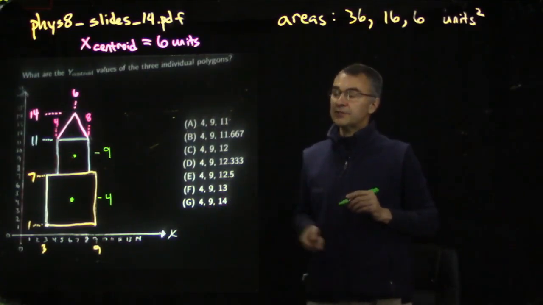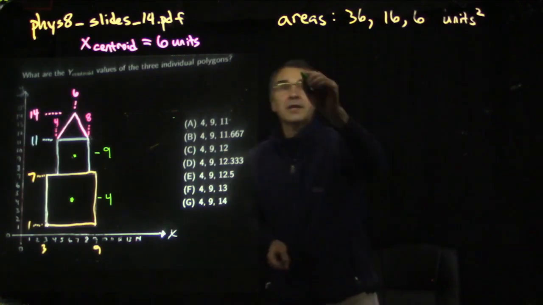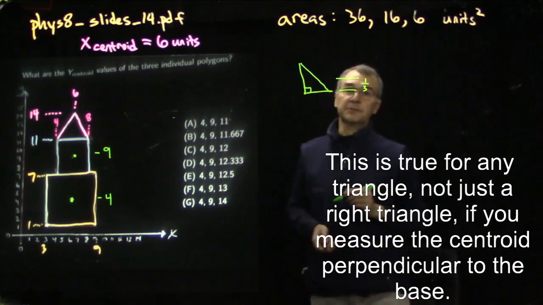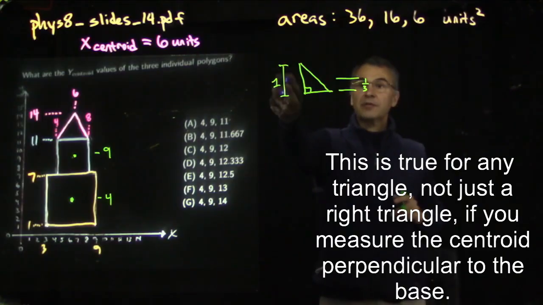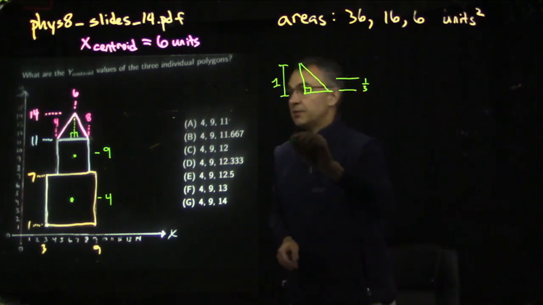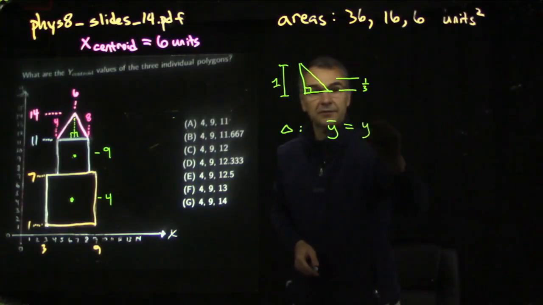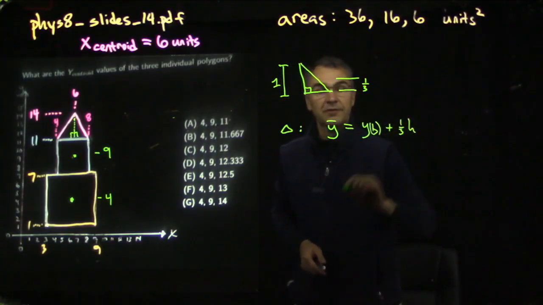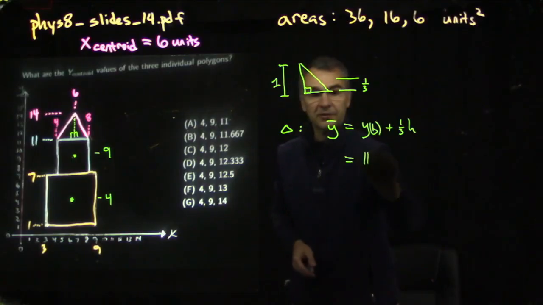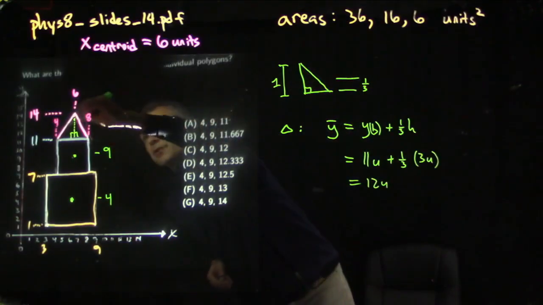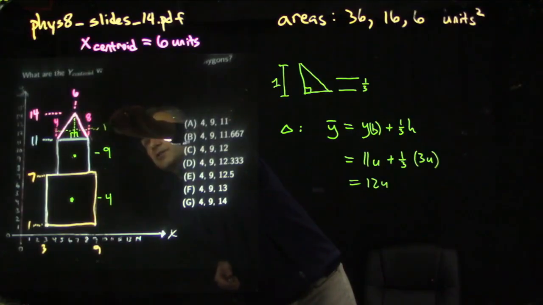The triangle is a little trickier. The centroid of a right triangle is 1/3 of the way up from the bottom. If this is 1 unit in height for the whole triangle, then the centroid is 1/3 of the way up from the base. So for the triangle, y centroid is y of the base plus 1/3 of the height. That would be 11 units plus 1/3 of 3 units. So that's 12 units. Here 11 is the bottom, so the centroid here is at 12 units.